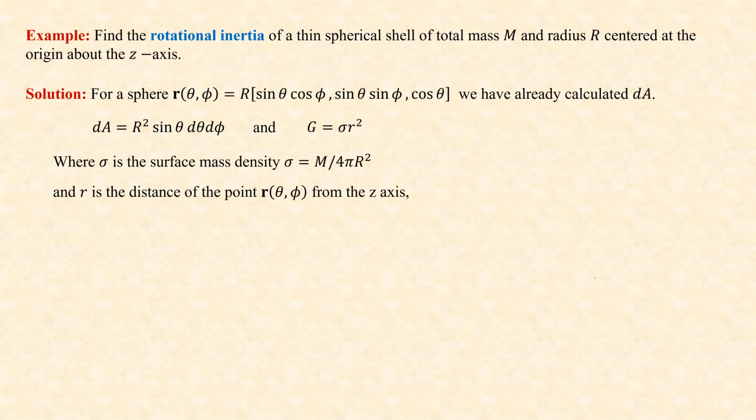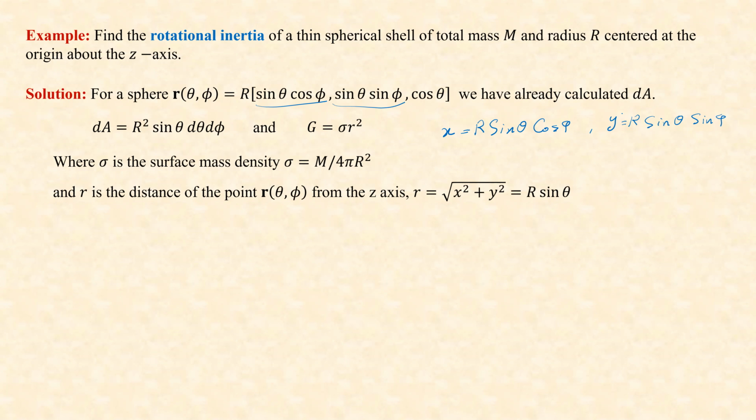If you project that into xy, that projection has the same distance to the z-axis. So r becomes the square root of x squared plus y squared, which is r sine theta. This is x. x is r sine theta cosine phi, and y is r sine theta sine phi. Again, if you square both of them and take the square root, r comes out, and sine squared plus cosine squared phi gives you one, so it becomes r sine theta.